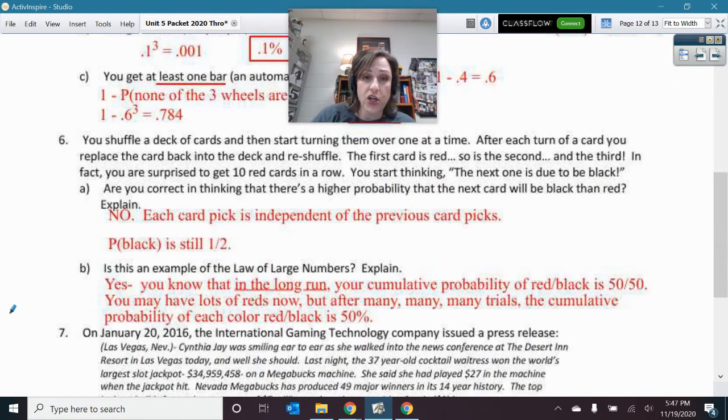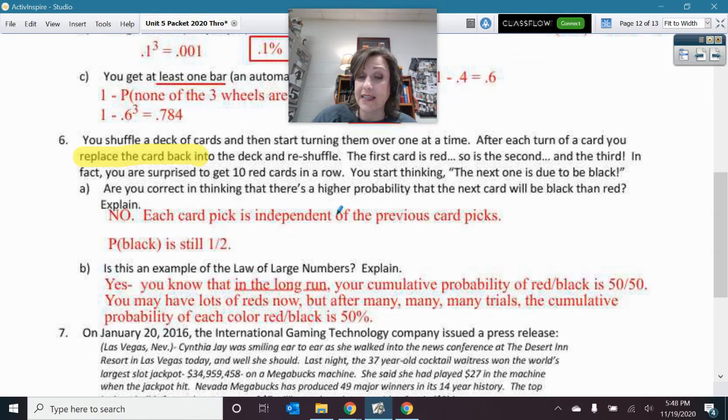You shuffle a deck of cards and you're doing all of this stuff. The first card is red, so is the second, and so is the third. You are surprised to get 10 red cards in a row. So you start thinking the next one has got to be black. Now, keep in mind that they do replace the card back into the deck. So we do have independent events. So every time half of them are red, it's not an ongoing thing where you keep that one out.